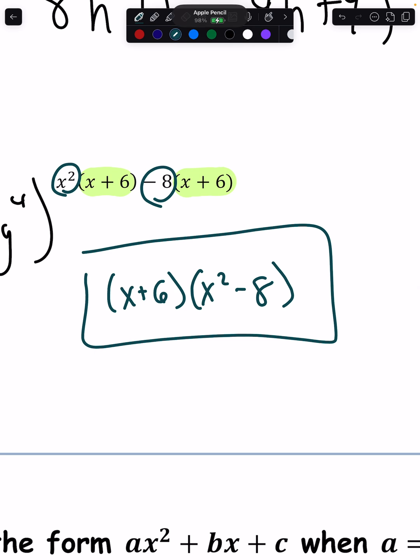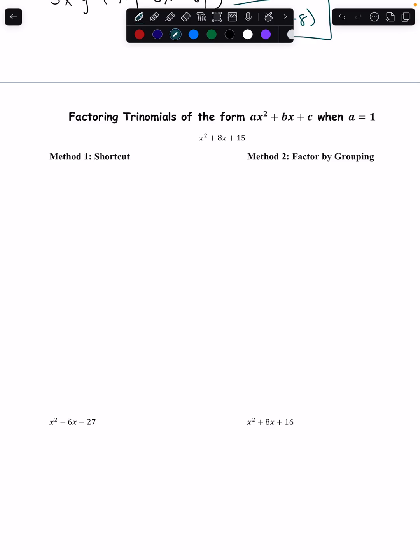Let's go to the next page. So when we have a trinomial in the form of ax squared plus bx plus c, and our lead coefficient a is equal to 1, there's a shortcut, if it's factorable, to factor this. What we always want to do here is look for the numbers that multiply to our constant, so multiply to 15, and add to the coefficient of x. So that would be 8.